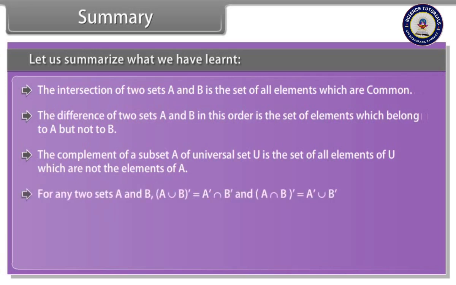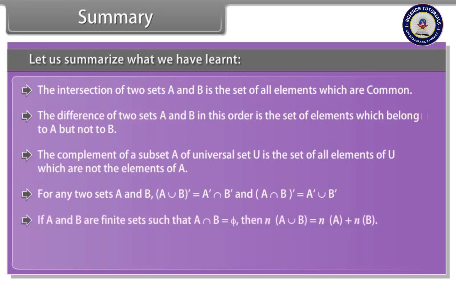For any two sets A and B, complement of A union B is equal to complement of A intersection complement of B, and complement of A intersection B is equal to complement of A union complement of B. If A and B are finite sets such that A intersection B equals phi, then n(A union B) is equal to n(A) plus n(B). If A intersection B is not equal to phi, then n(A union B) is equal to n(A) plus n(B) minus n(A intersection B).